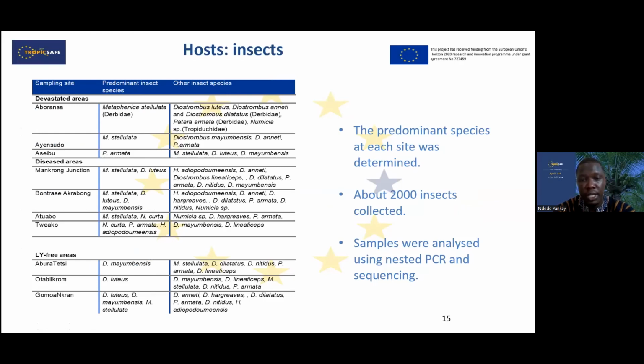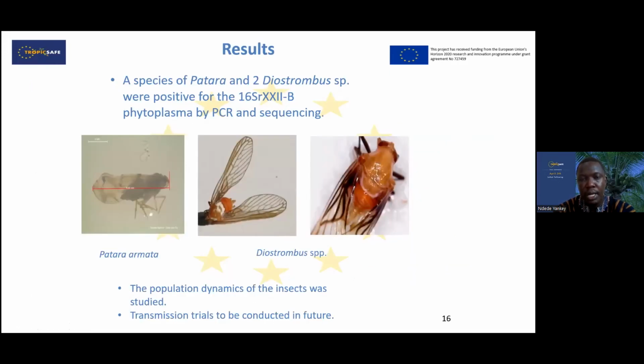Now, from the locations, we have categorized the insects into the predominant species and the other species. So in all, about 2,000 insects were collected, and we have analyzed them using nested PCR and sequencing. Now, the results: we found positive tests for 2 species of Diostrombus and 1 Hepalatara amata. Now, for this project, we could not do transmission trials. However, we studied the population dynamics of the putative vectors.